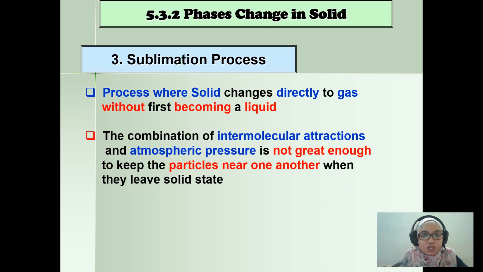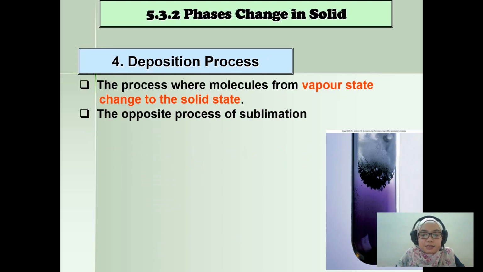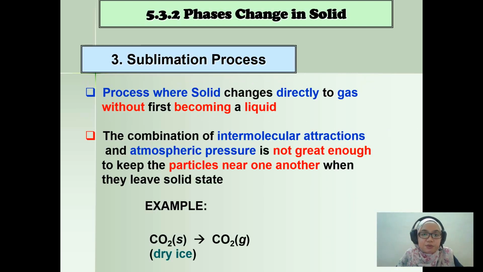So, what is sublimation process? So, the sublimation process is the process where solid changes directly into a gas phase without first becoming a liquid. Maksudnya, dia terus daripada solid ke gas, dia tak akan jadi liquid. Alright. And the combination of intermolecular attraction and atmospheric pressure is not great enough to keep the particles near one another when they leave the solid state. Okay, for example, we have carbon dioxide in solid state, the dry ice. So, it can undergo a sublimation process to form carbon dioxide gas. Okay, so that is the sublimation process.